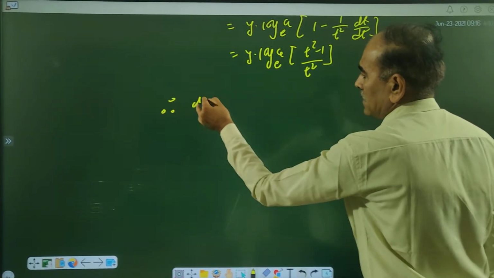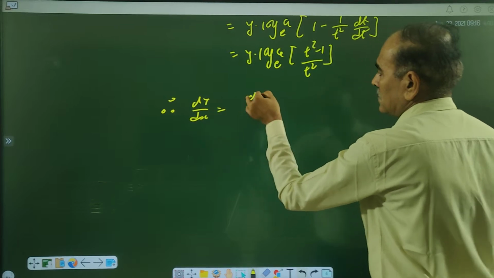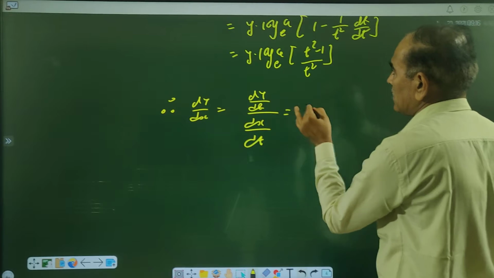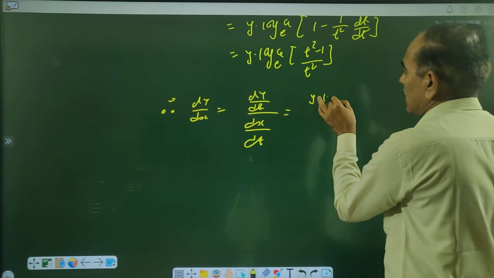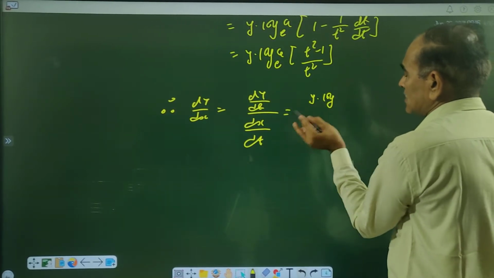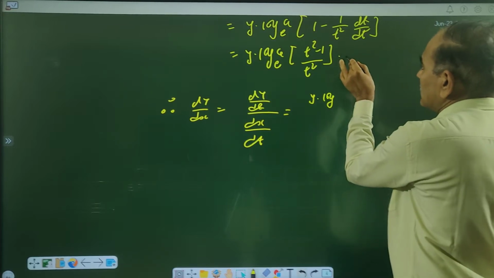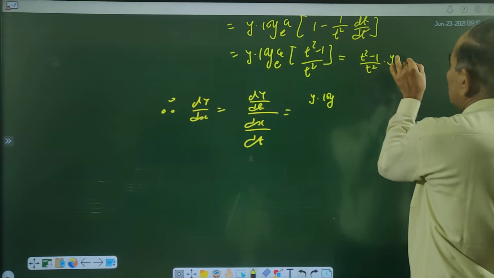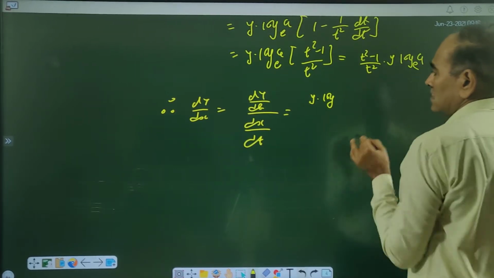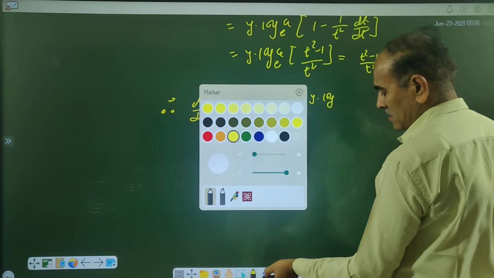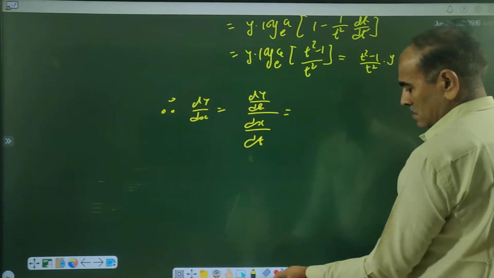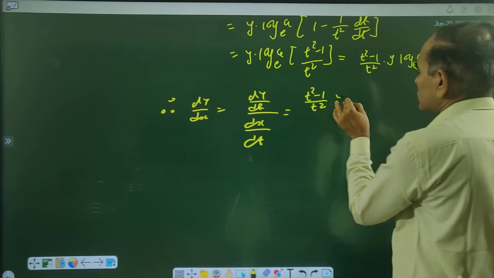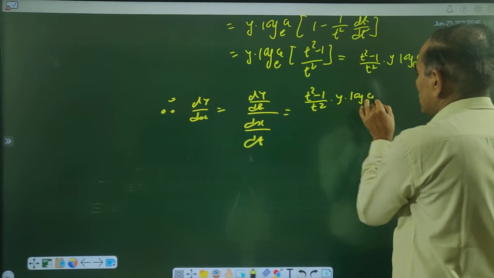And therefore what is dy by dx? dy by dt upon dx by dt. What is dy by dt? y into log a base e, or we can write in this way: (t square minus 1) upon t square into y into log a base e. So write in that manner. What we get? (t square minus 1) over t square, y log a base e.